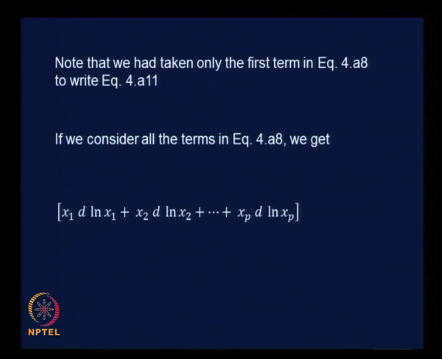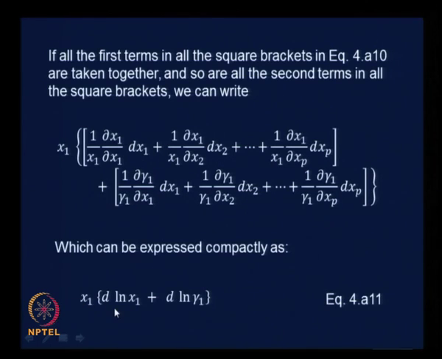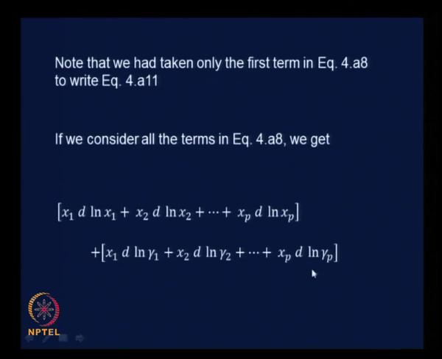In other words, the first term is going to be x1 d ln x1 plus x2 d ln x2 and so on plus xp d ln xp. This can all be combined together, plus x1 d ln gamma 1 plus x2 d ln gamma 2 plus xp d ln gamma p. You would be able to see this quite easily by expanding this, x1 d ln x1, the second term will be x2 d ln x2 plus d ln gamma 2 and so on and so forth. So, if we combine all these terms together and all these terms together, we are going to get this as the expanded form.